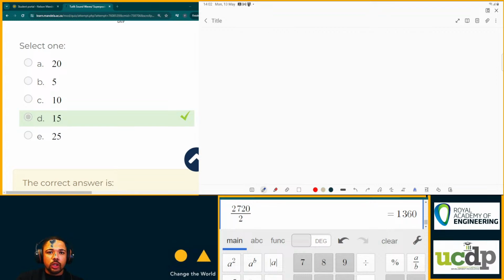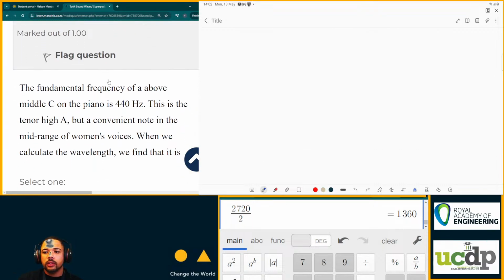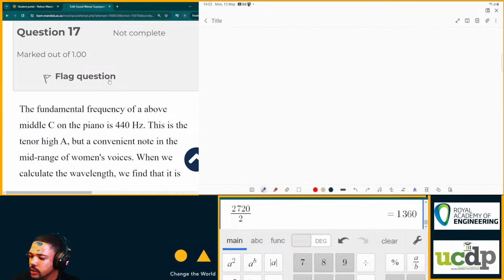We are doing superposition and standing waves, and I'm going to start with question number 17, if I'm not mistaken. Okay, now let's see. Let's pull up question 17. I'm going to show it now. Okay, there it is. Question 17.